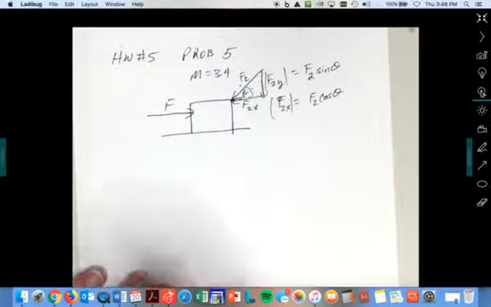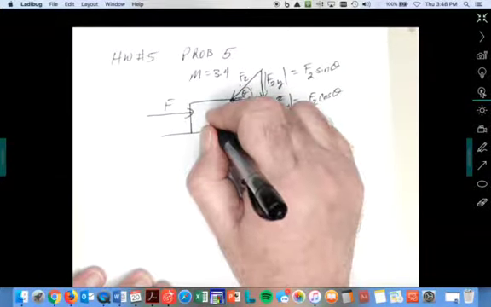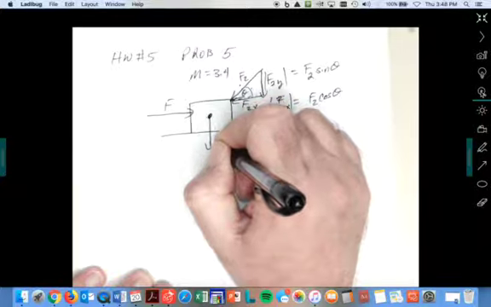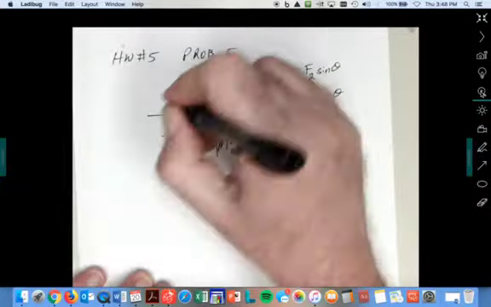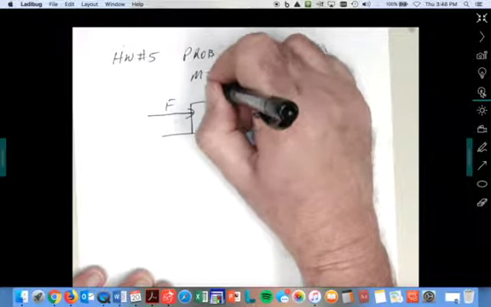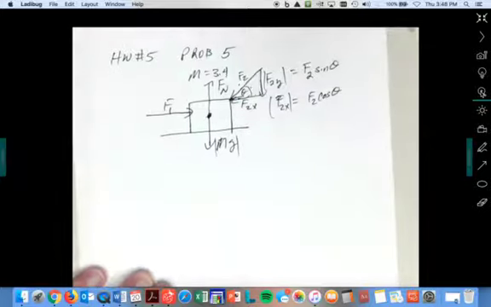Okay, so now we've got mg going this way, the magnitude of mg, and Fn going up this way. All right?